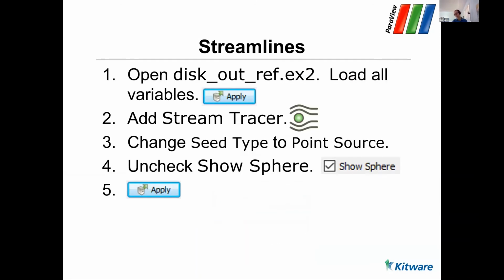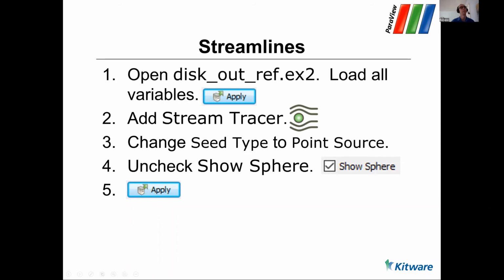Let's look at streamlines. Streamlines are a visualization method that allows you to see what's going on with the vector field. It's similar to smoke in a wind tunnel, where you see where the wind goes around your model. You do a similar thing in the computer using streamlines, with the stream tracer.